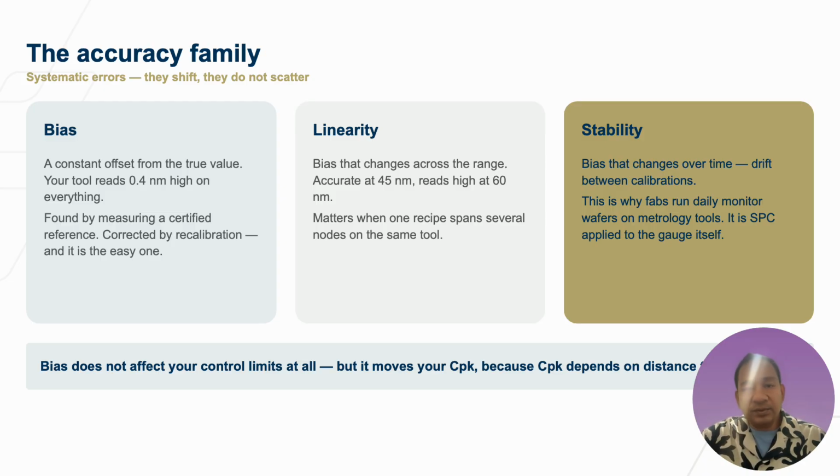And how do you detect stability problems? You measure a reference artifact every day and plot it on the control chart. That is statistical process control applied to the metrology tool. Everything from lecture to central line limits run rules applied to a gauge instead of the process. It is one of the most common real applications of the material we have covered, and it runs unattended in every fab tool in the world.